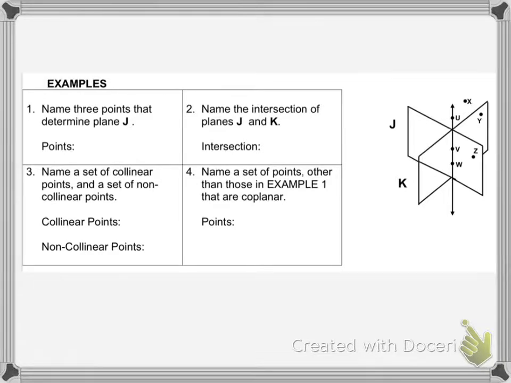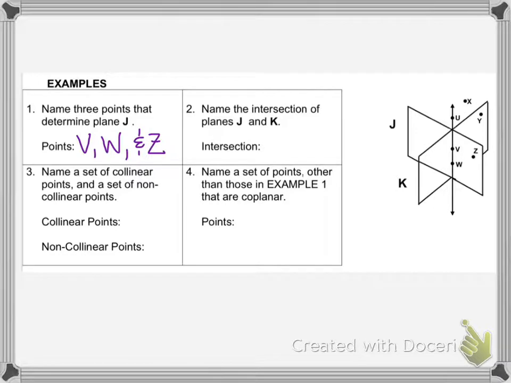So all we have to do is look at plane J and pick 3 points off of it. All I can see are the V, the W, and the Z, these 3 points right here. So those are 3 points. V, W, and Z, excuse me, Z.